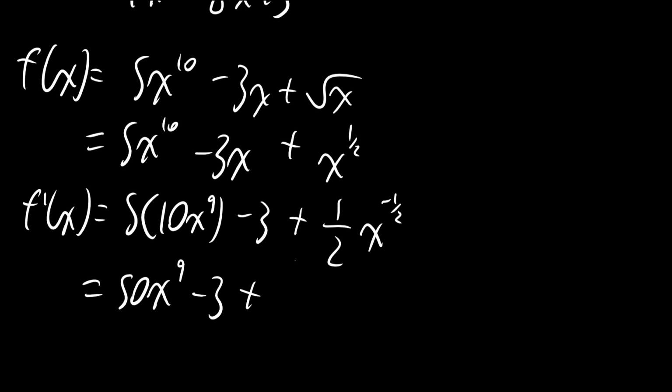And then I can rewrite this a little bit differently. With negative exponents, I can rewrite it as 1 over that exponent. So I could do 1 over x to the 1/2. So I'm going to do that. X to the 1/2 we can rewrite as root x. And that is our answer.